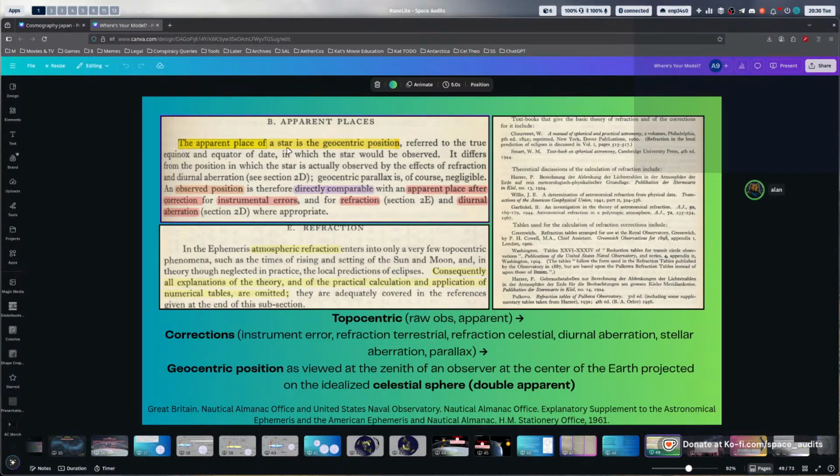A place of a star, a geocentric position, is referred to the true equinox of the latter date, which is when the star would be observed. It differs from the position of where the star is actually observed by the effects of refraction and the diurnal aberration. Geocentric parallax is, of course, negligible. The unobserved position is therefore completely comparable to the apparent place after correction for instrumental error and refraction and diurnal aberration.